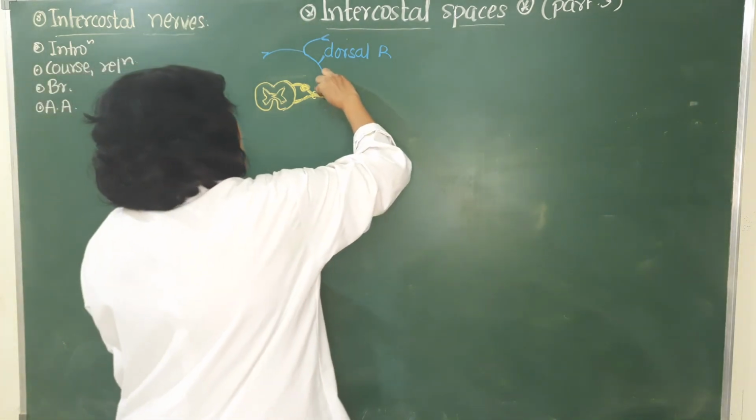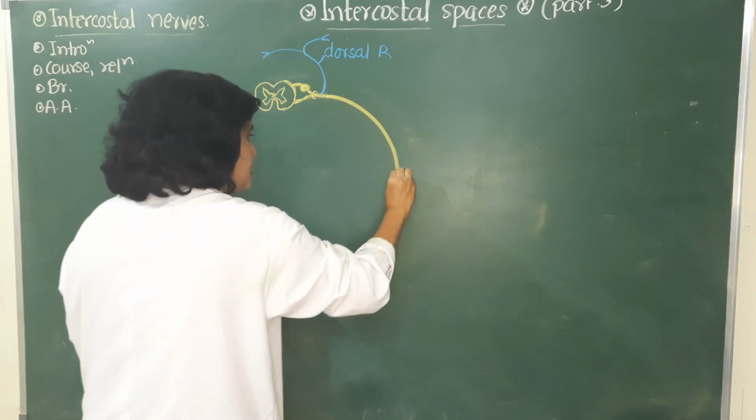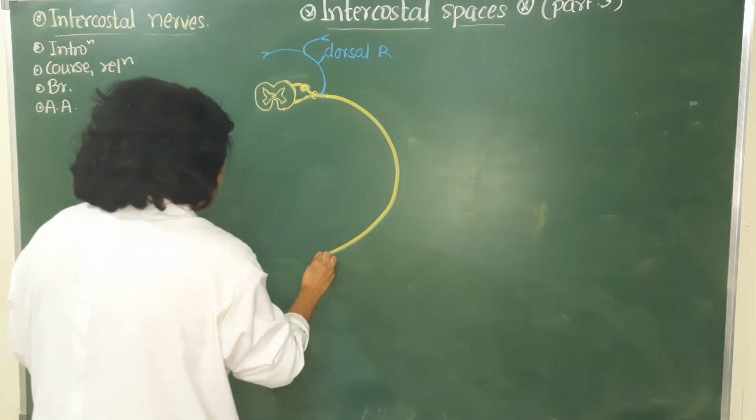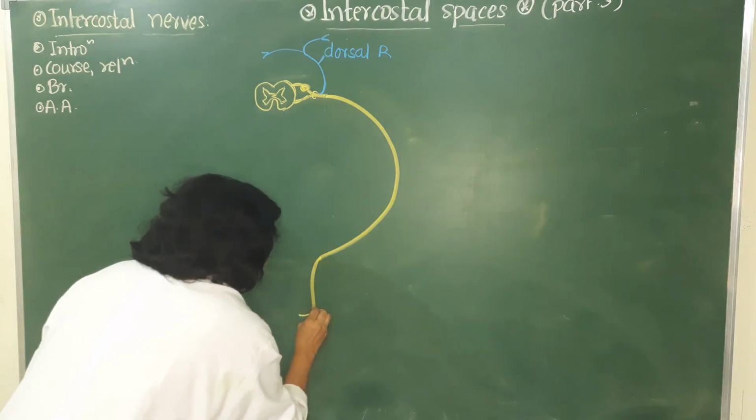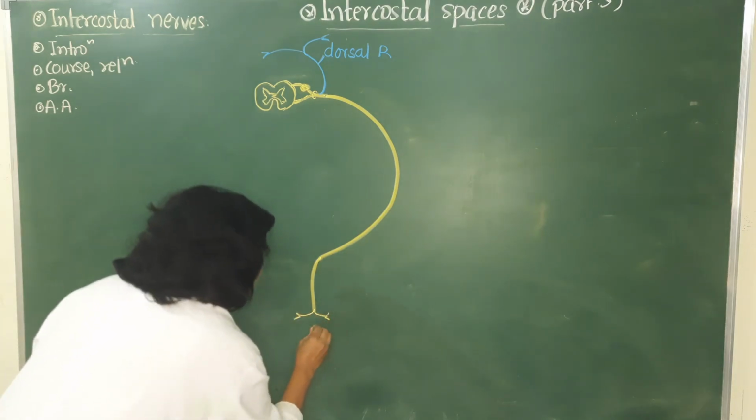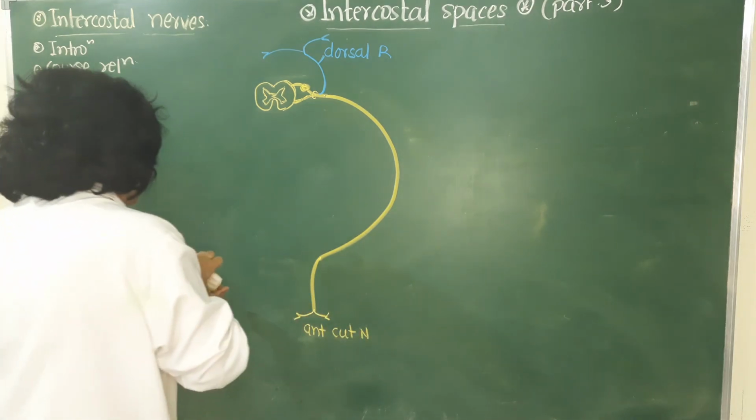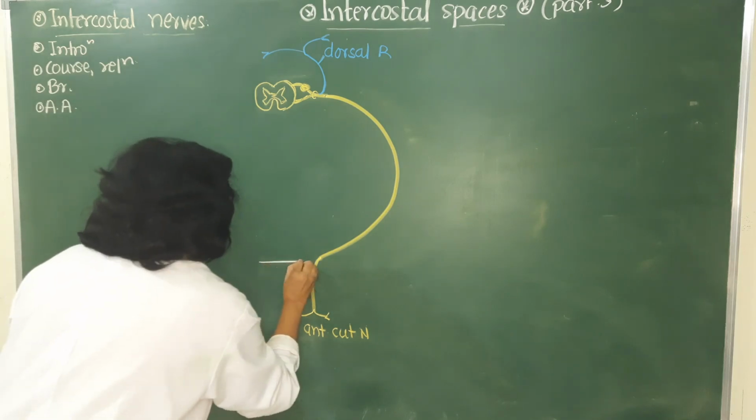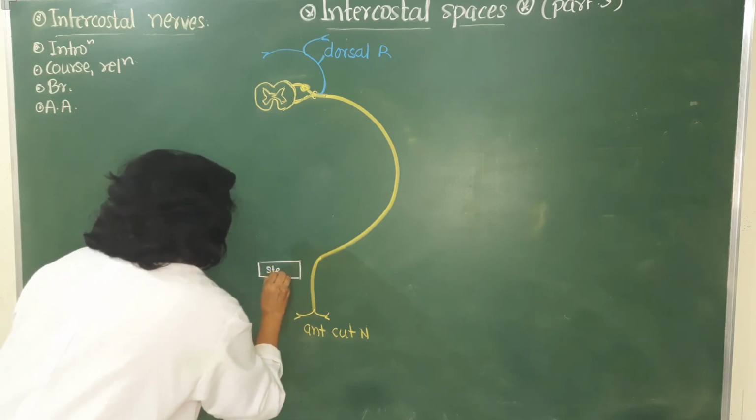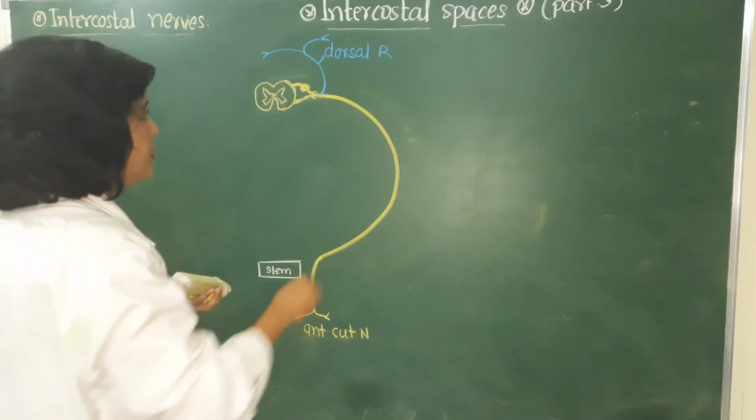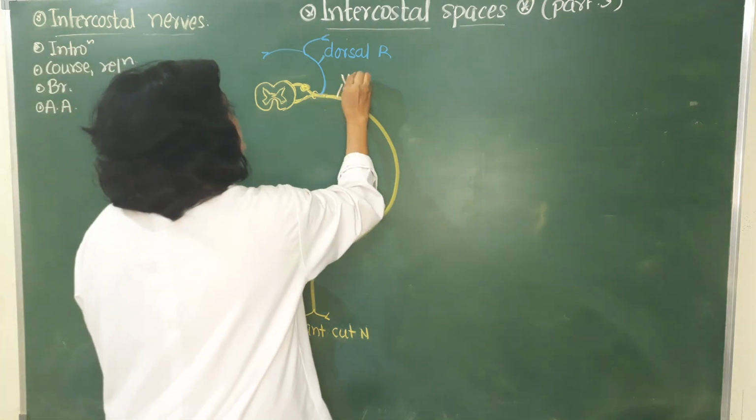This is now yellow color what I am drawing now. This is the ventral ramus, which passes forwards, as the name suggests. It passes to the ventral aspect of the body, and then on either side near the midline it continues as the anterior cutaneous nerve. Suppose if we draw here, the sternum will be somewhere here. So in the midline here will be the sternum. Okay, this is sternum, and this is actually the ventral ramus of the spinal nerve.